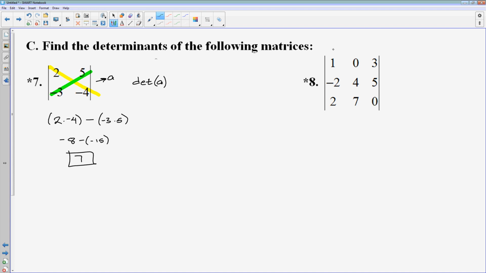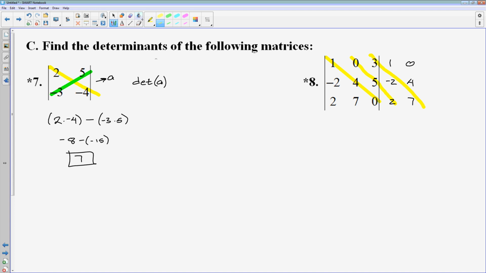Number 8, if it's a 3 by 3, we have two ways of doing this. Probably the most straightforward way is to simply recopy the first two columns. So I'm going to copy down 1, negative 2, and 2, and then 0, 4, and 7. And then we will multiply going downhill. It's still downhill minus uphill, except now we just have a lot more downhills to do.